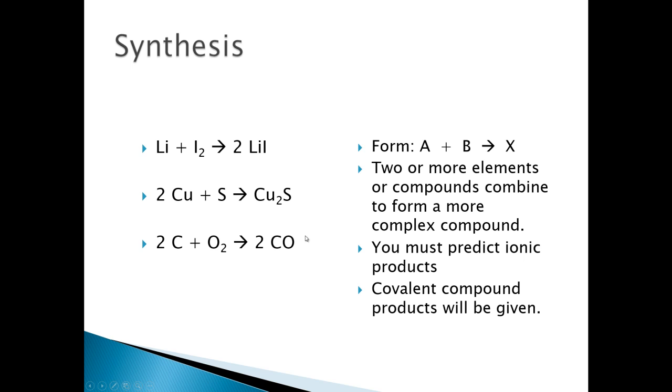So first, synthesis. Probably the easiest of the reaction types. Essentially, it takes the form of A plus B goes to X, or in the case of these examples, lithium plus iodine goes to two lithium iodides. If we were to label these, it would be A, B, and X. Same thing here. Really simple. Basically, two or more elements combine to form a more complex compound.